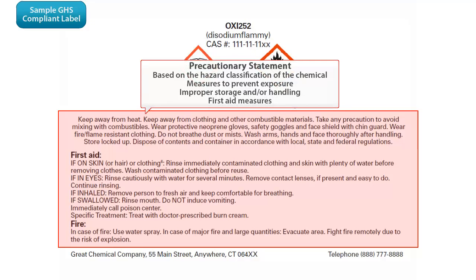Precautionary statements are based on the hazard classification of the chemical. They describe recommended measures that should be taken to protect against hazardous exposures or improper storage or handling of a chemical. Precautionary statements include first aid procedures, and in the event of similar statements, labels are to include the one that contains the most protective information.